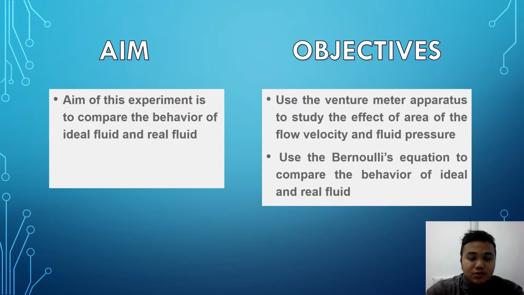The aim of this lab is to compare the behavior of ideal fluid and real fluid. And the objective of the experiment is to use the benchtop meter apparatus to study the effect of area on the flow velocity and fluid pressure, and also to use the Bernoulli equation to compare the behavior of ideal and real fluid.